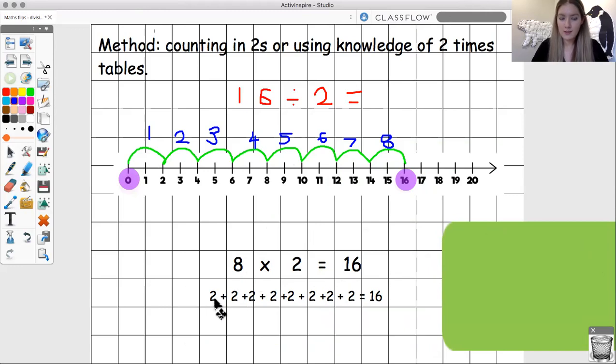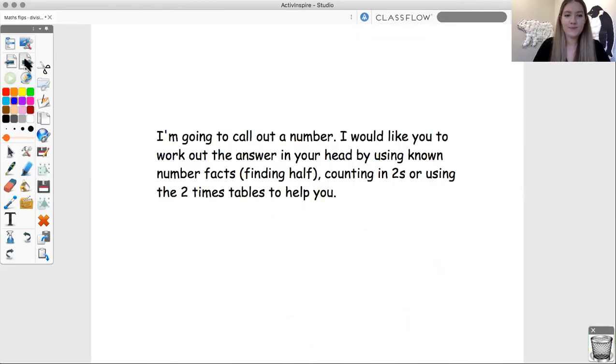Remember, we went through this last week. So 2, add 2, add 2, add 2, add 2, add 2, add 2, add 2 equals 16. 1, 2, 3, 4, 5, 6, 7, 8 lots of 2 equals 16. Okay. So well done for completing those tasks so far.